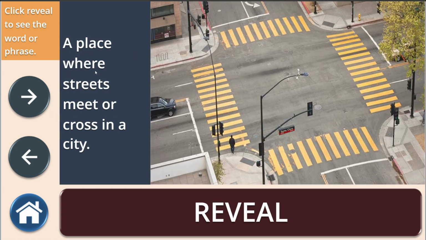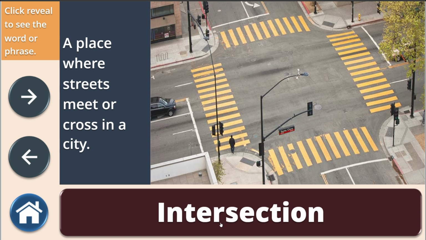After that, we see a place where streets meet or cross in a city. And we call this an intersection. You could call it a crossing, a road crossing, but normally we say go two intersections and turn left or turn right.